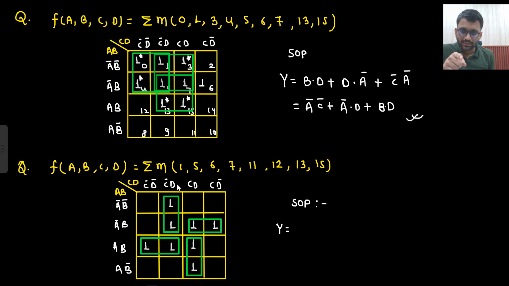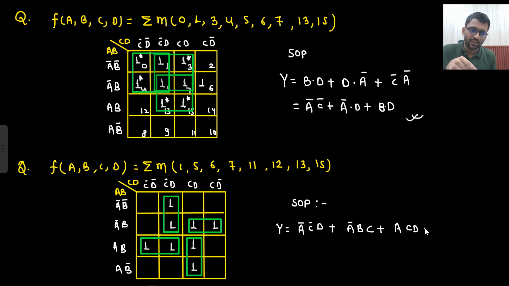Here c bar d is constant, and a bar is constant. So a bar c bar d plus. Are you getting this? In this pair, c bar d is constant and a bar is constant. So a bar c bar d. What about this pair? In this pair, a bar b is constant, and c is constant, right? Plus in this pair, c d is constant along with that, a is constant.